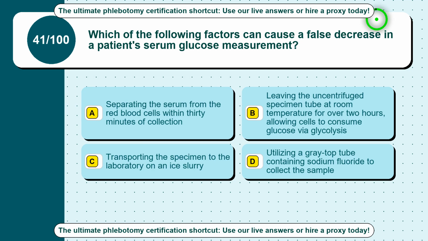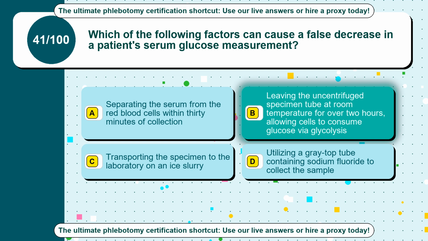Question 41. Which of the following factors can cause a false decrease in a patient's serum glucose measurement? Option A, separating the serum from the red blood cells within 30 minutes of collection. Option B, leaving the uncentrifuged specimen tube at room temperature for over 2 hours, allowing cells to consume glucose via glycolysis. Option C, transporting the specimen to the laboratory on an ice slurry. Option D, utilizing a grey top tube containing sodium fluoride to collect the sample.